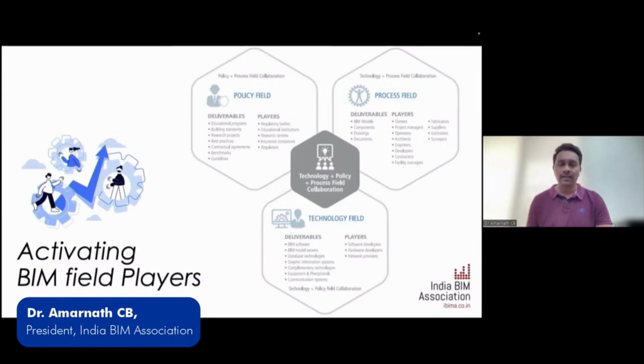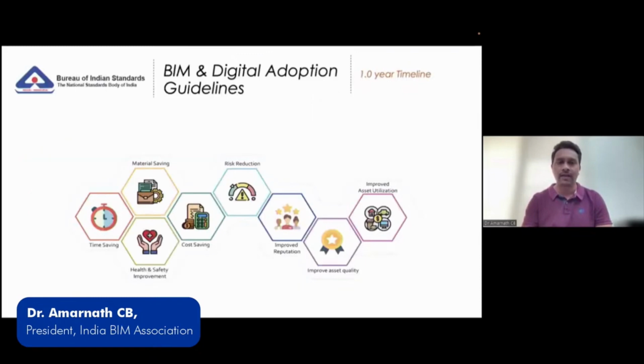So we understand this ecosystem very well, better than any other forums and sectors in the country. So we are trying to connect these dots among these players and help build multiple startups and developments in the country in terms of digital transformation.